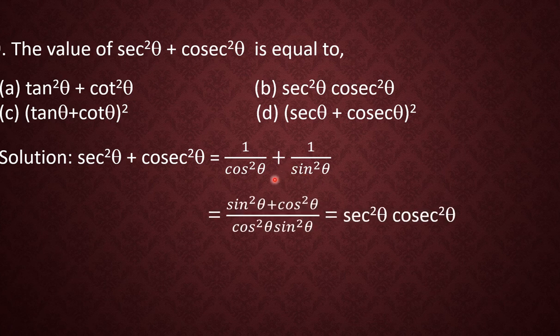So let's say LCM cos square theta into sin square theta, multiply to the numerator. So this becomes sin square theta plus cos square theta. And you know that sin square theta plus cos square theta is equal to 1. So this term becomes 1 by cos square theta into 1 by sin square theta. 1 by cos square theta is nothing but secant square theta. 1 by sin square theta is nothing but cosecant square theta. Therefore, option B.